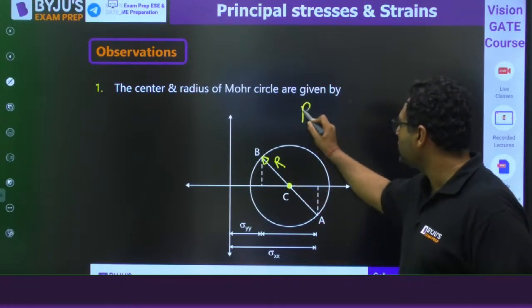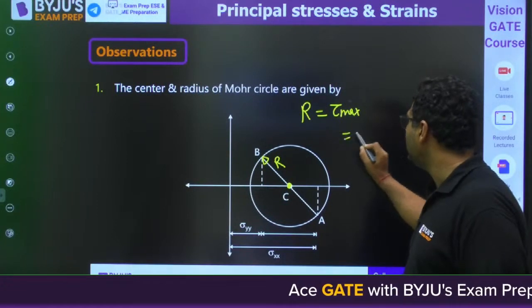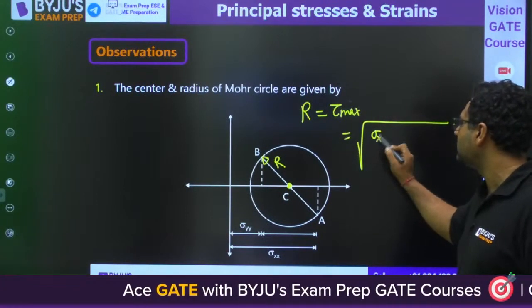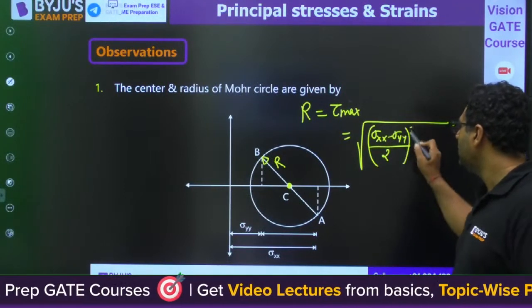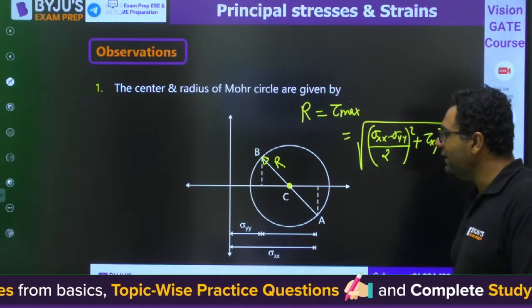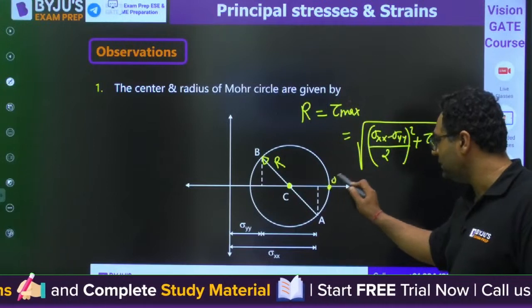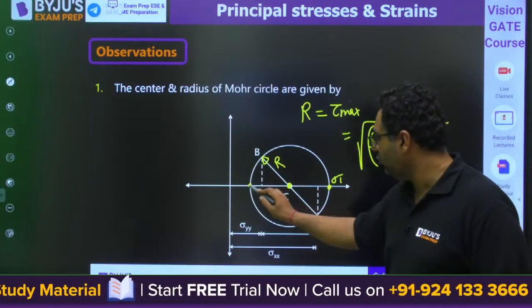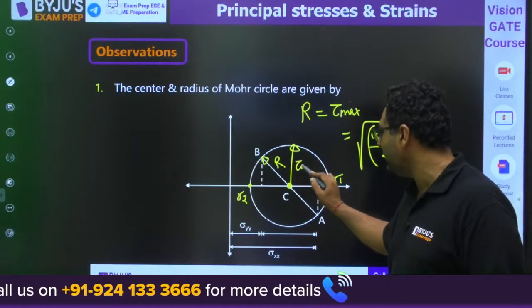Then my dear, the radius of the Mohr circle will come out to be the tau max value, which is nothing but equal to square root of (sigma XX minus sigma YY by 2) whole square plus tau XY whole square. Okay guys. So my dear, this is about the center and radius. You know this point will give you principal stress 1. This point will give you principal stress 2. And this will be the tau max radius, you know that.